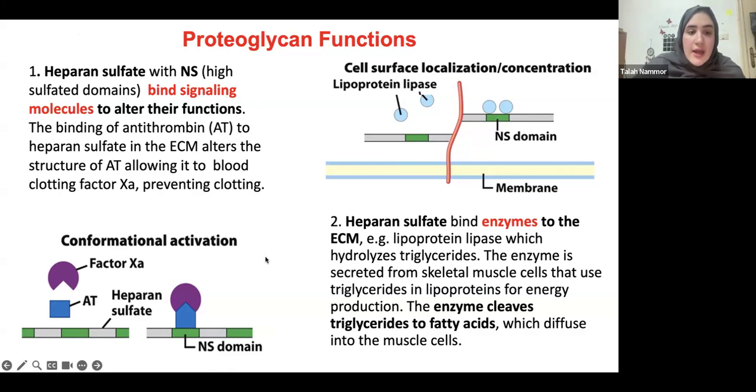Now what will happen? This heparan sulfate will bind to a molecule. Usually it binds to a signaling molecule and alters its function. Let's say this molecule's normal function is to do whatever. When it binds to heparan sulfate, its function will be altered. It will be changed. An example is something in our body called antithrombin. Antithrombin, from the name, prevents formation of thrombus.